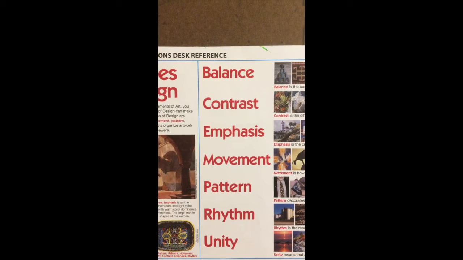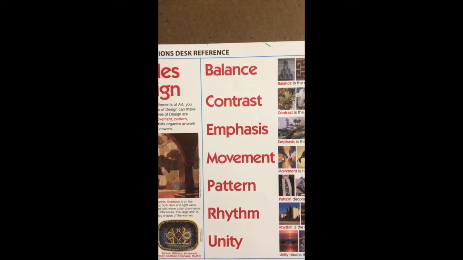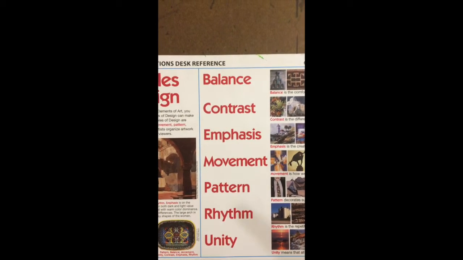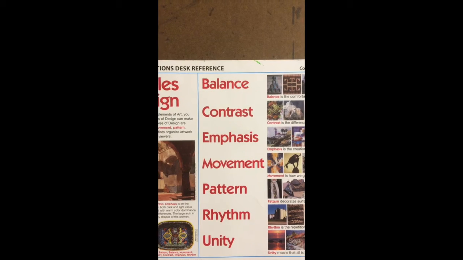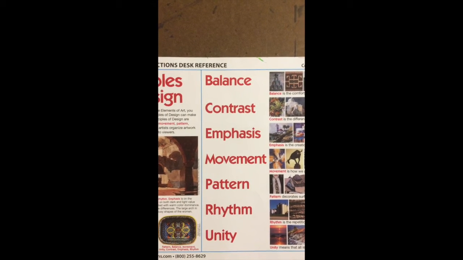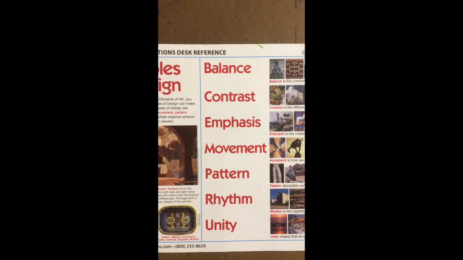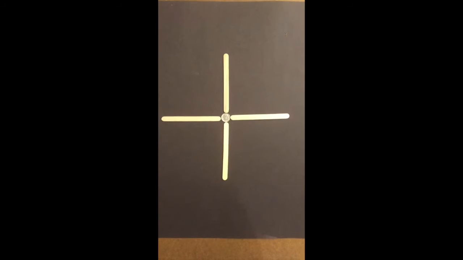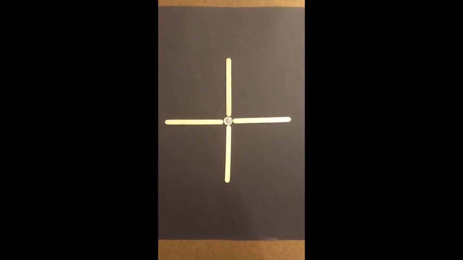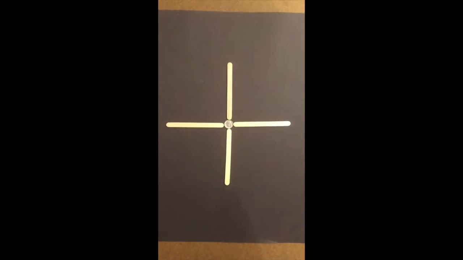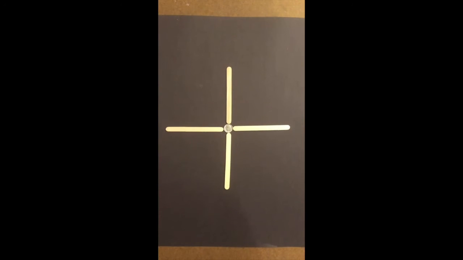And balance is the overall feeling that everything sort of is comfortably arranged in the artwork. And there are many, many different kinds of balance. We are going to talk about radial balance and radial symmetry. This is a very, very simple example of radial symmetry. It's a design that radiates outward from a center point.